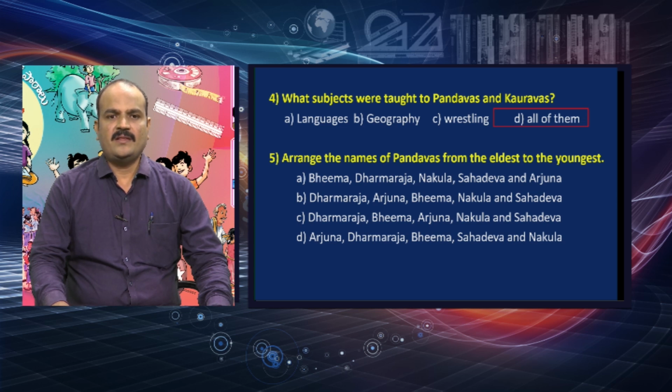Is it Bhima, Dharmaraja, Nakula, Sahadeva and Arjuna, or Dharmaraja, Arjuna, Bhima, Nakula and Sahadeva, or Dharmaraja, Bhima, Arjuna, Nakula and Sahadeva, or Arjuna, Dharmaraja, Bhima, Sahadeva and Nakula? Which is the right sequence? Which is the right order?